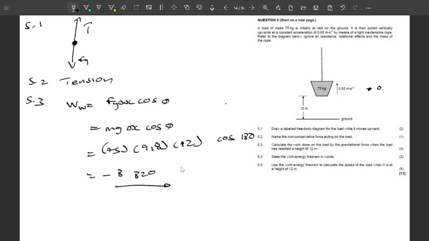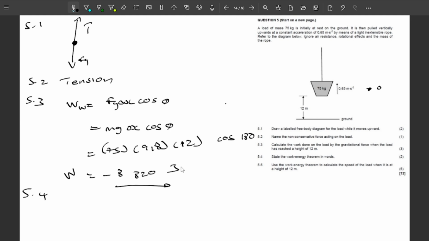Not Newton, sorry, joules. So this is the work done by the Fg on this load of mass, right? Now 5.4. State the work energy theorem in words. Now the work energy theorem in words, as I always say, I do not write definitions, but I only state them. It states that it's the total work done on the object, which is equal to the change in kinetic energy of the object, right? That's how you can define it.